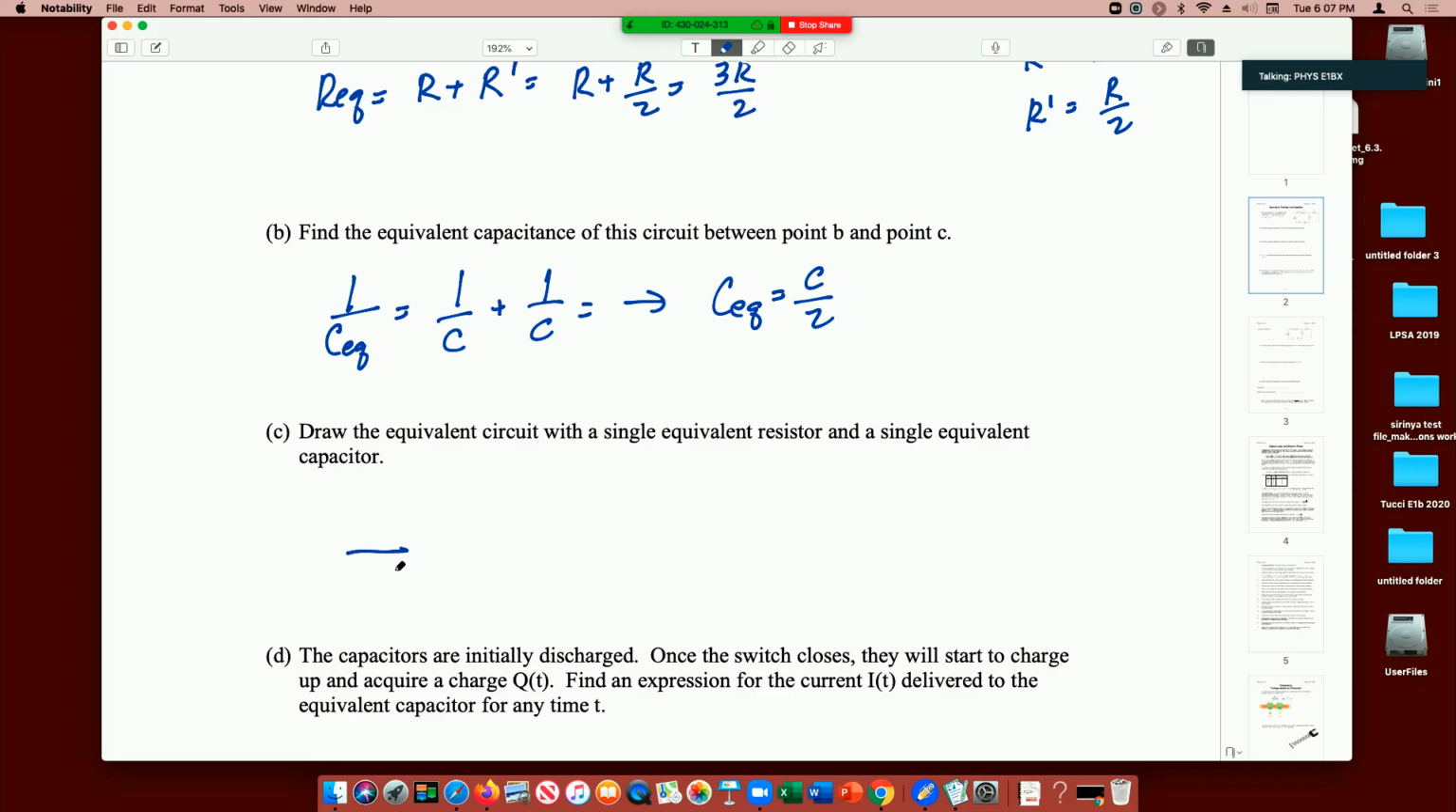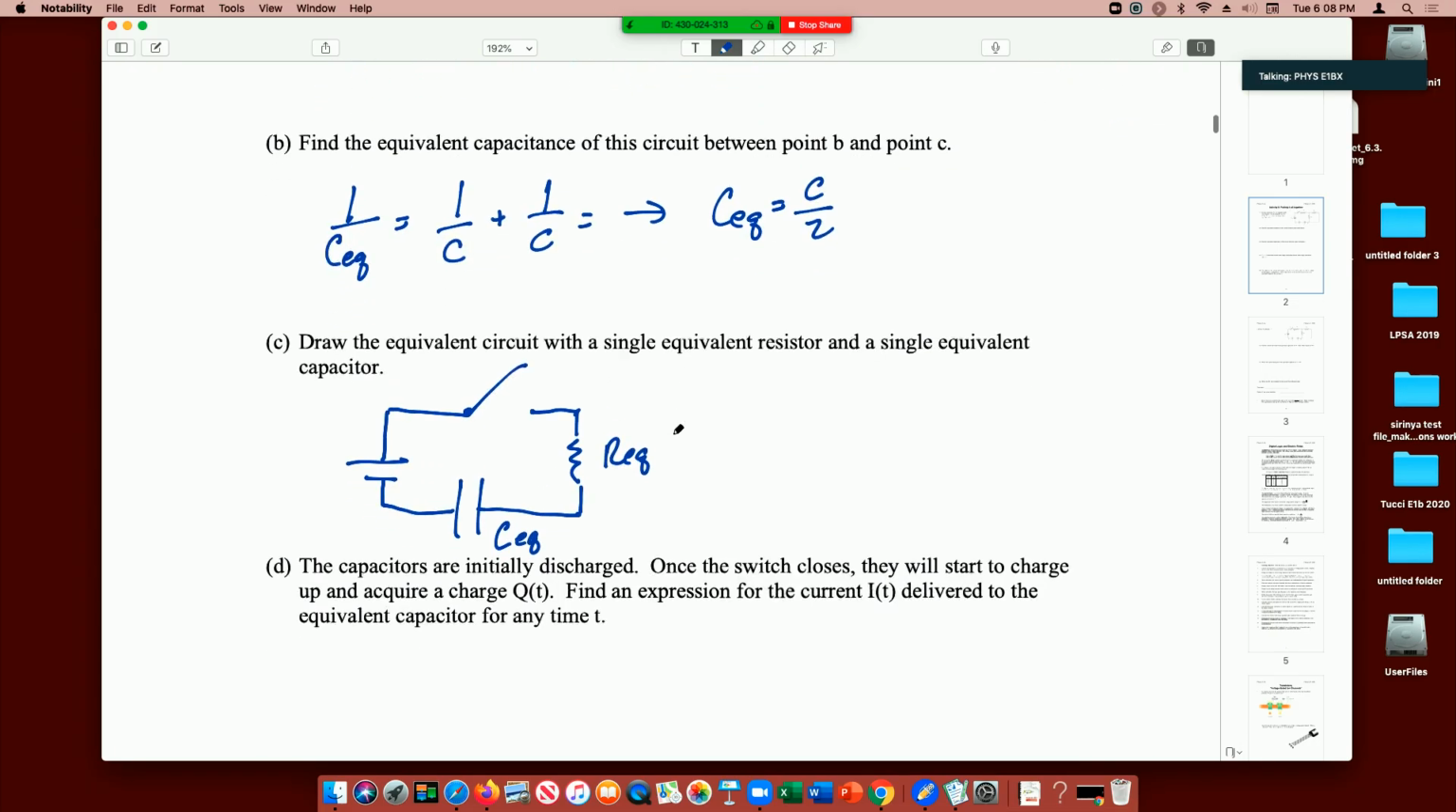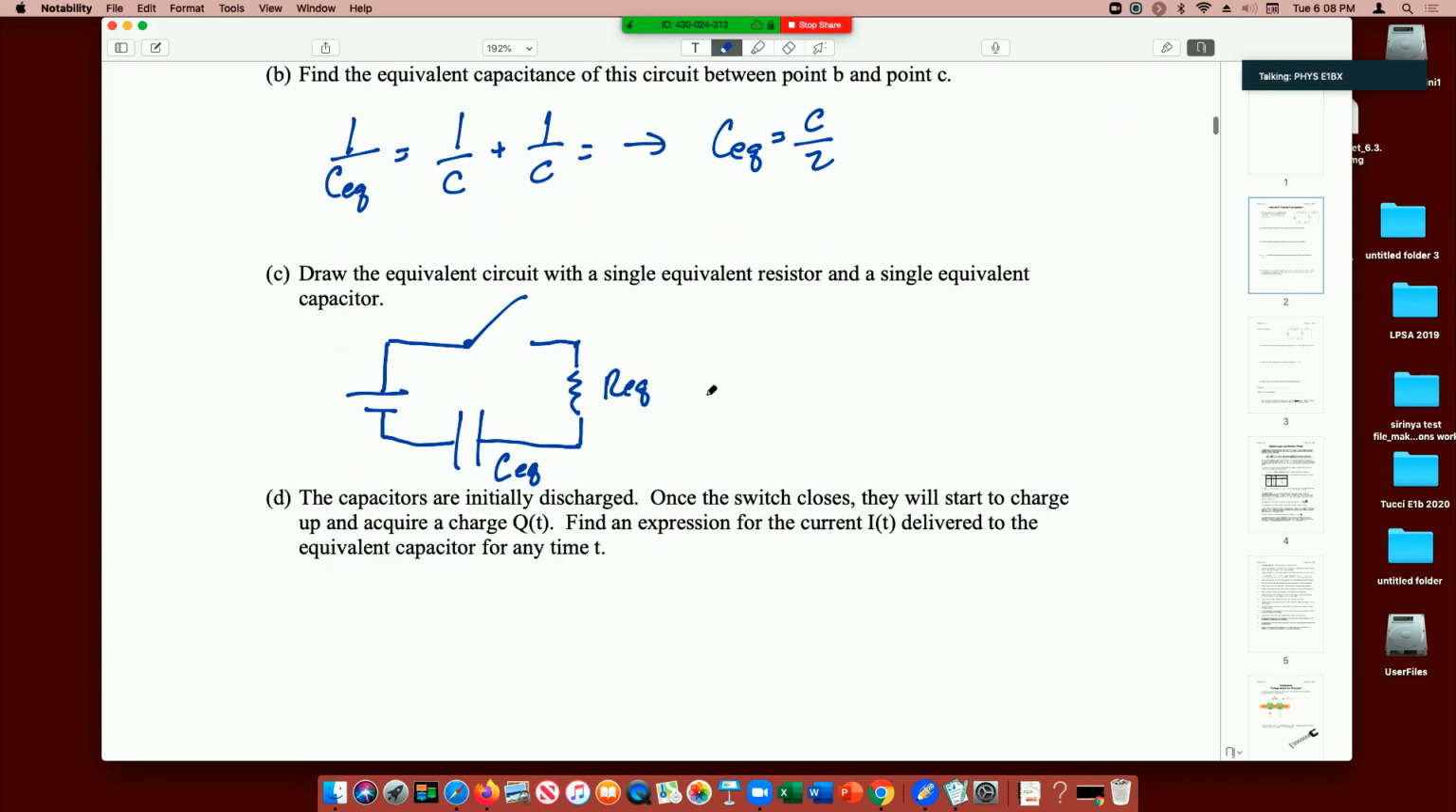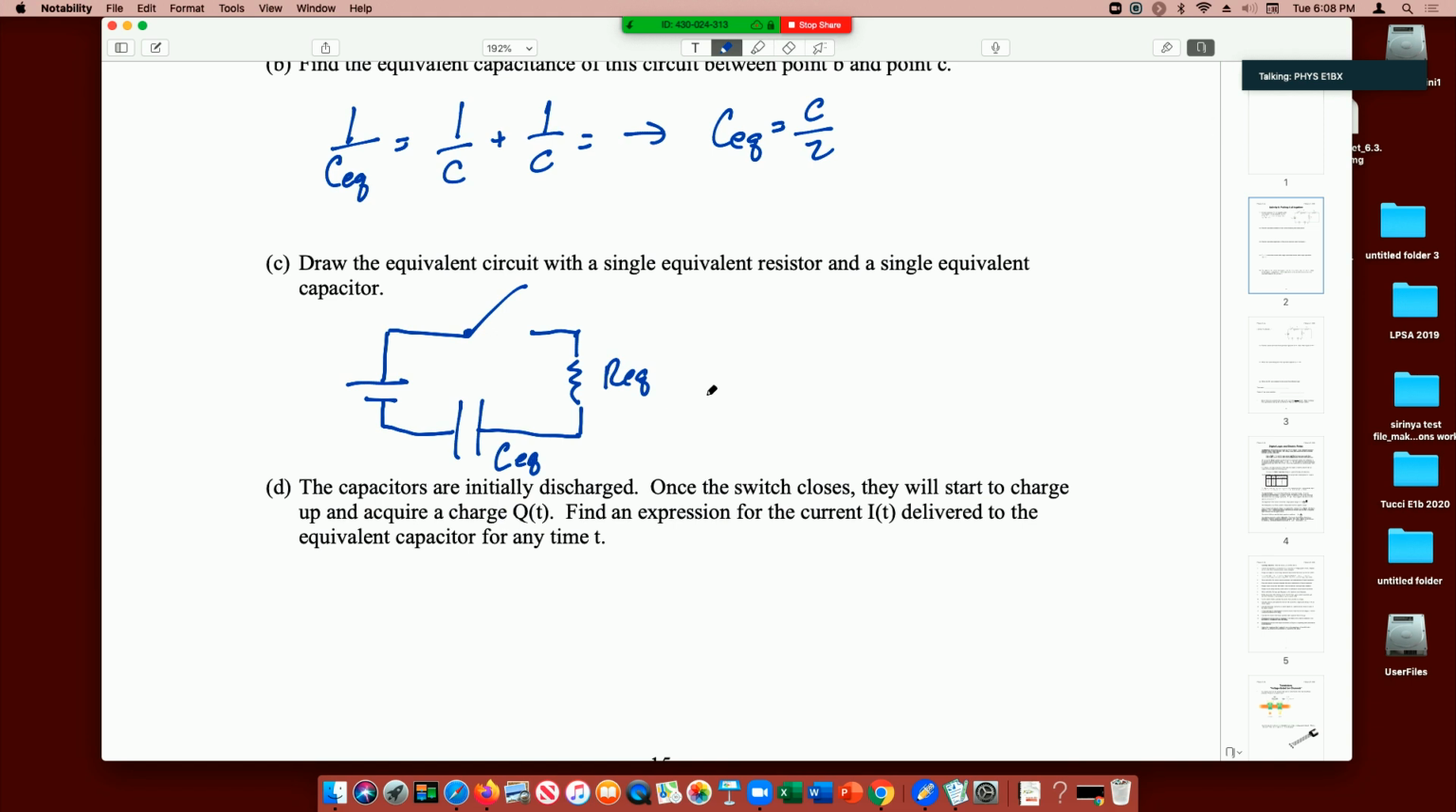Okay, so I would draw a battery, and then it's got a switch here, right? And it's got some R equivalent, which we just figured out, and then there is a capacitor, and then that goes back to the battery. Okay, so that's what that looks like, with the equivalent resistance and the equivalent capacitor. The capacitor is initially discharged.